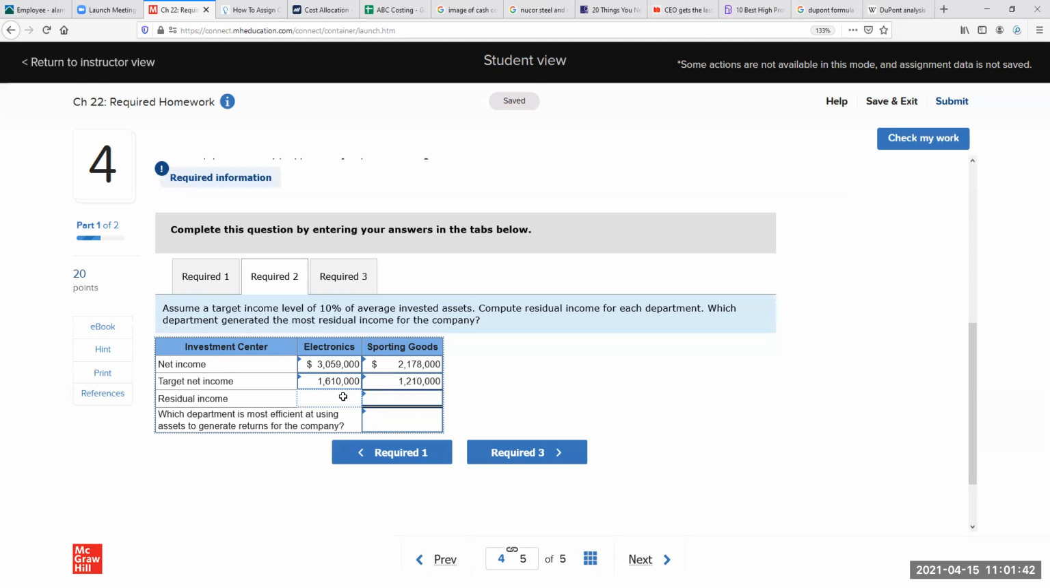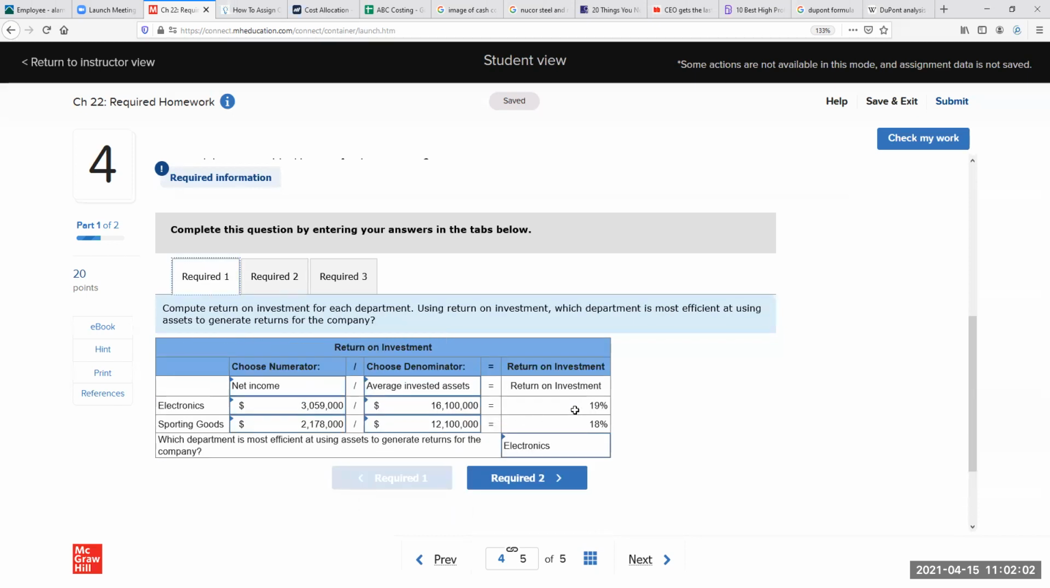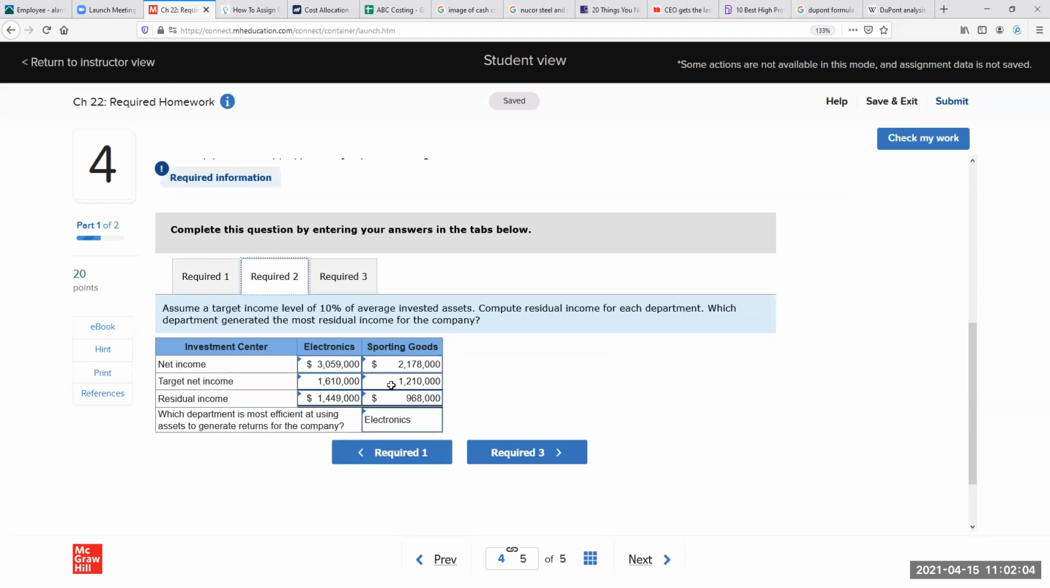So we made $1.4 million above the hurdle. And here we made 968 above the hurdle. So under ROI, electronics made higher return on investment, and under residual income, it also performed better. And this is what this chapter is about, performance evaluation.